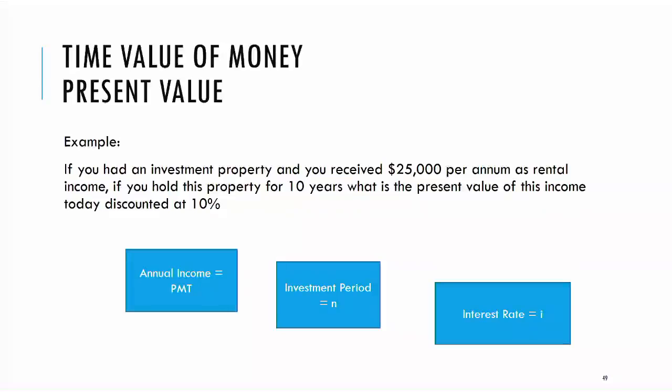Right, example. If you had an investment property and you receive $25,000 per annum as rental income, and you hold this property for 10 years, what is the present value of this income today discounted at 10%? Can you calculate it, please?